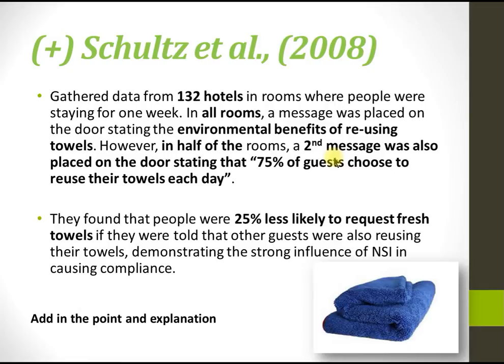So we are more likely to reuse our towel to comply with the request on the wall or the group norm, and change our behaviour as a result. Remember, it's not informational because both groups were given the information, but only the group that had this second message were less likely to request fresh towels, more likely to reuse their towels. So this shows how strong normative social influence is and causes compliance. No one even had to be in the room to tell us to behave this way.